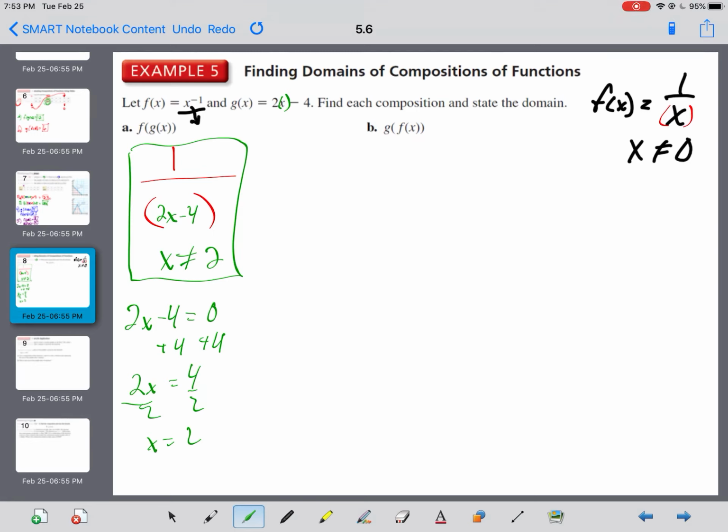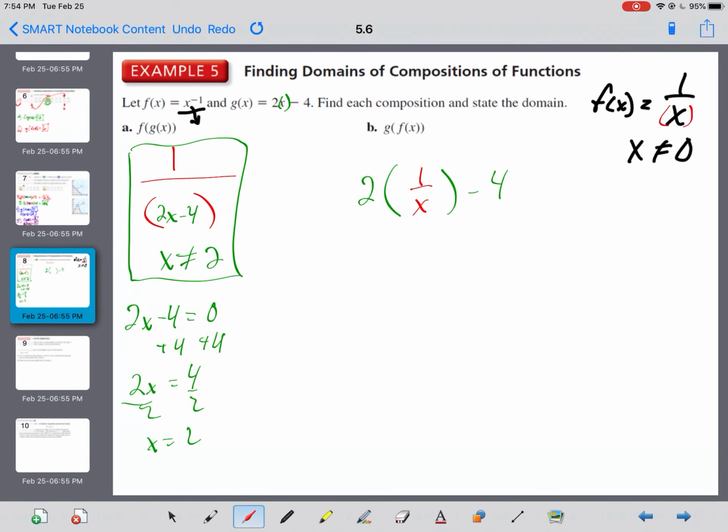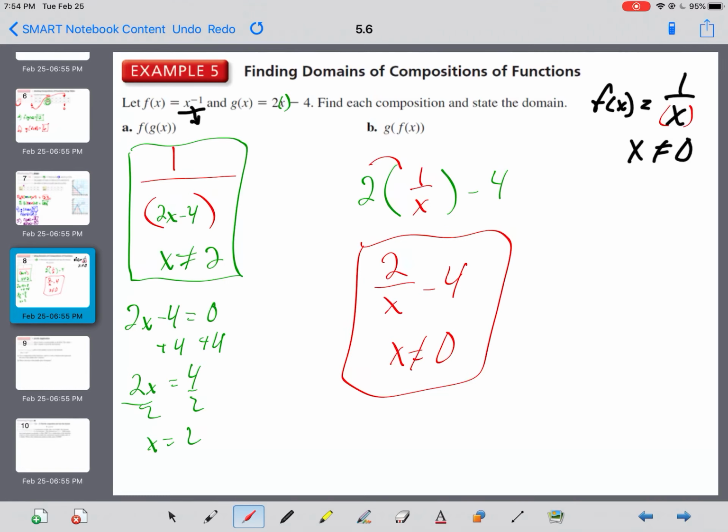Okay. Now, when we do g of f of x, we're doing 2 times something minus 4, and that something is 1 over x. Here, it's 0. We're going to distribute this in, so it becomes 2 over x minus 4, and x cannot be equal to 0 this time.